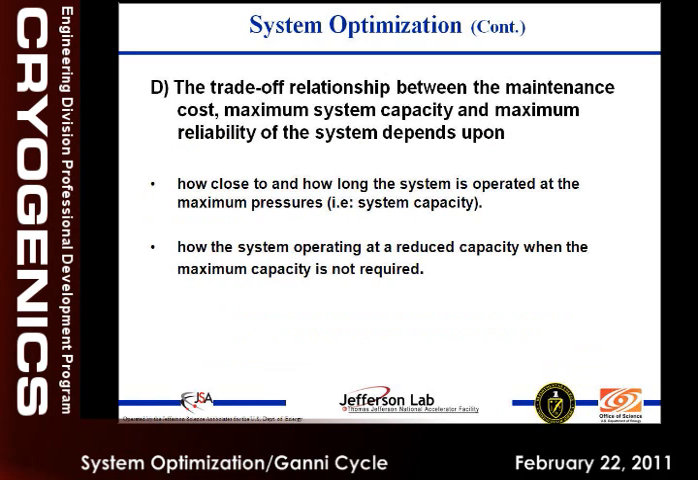Then the trade-off between maintenance cost, maximum system capacity, and maximum reliability. We have the system, and if we keep pushing it, like at CHL, when we started the 2K system in 94, we were running as we were told by the manufacturer, at 20 atmospheres, 20.4 or whatever. And our system availability was in the low 70s. We used to get calls from MCC all the time saying cryo is down. We were running at 20 because that's what the manufacturer told us, that's all we knew, and we were following the guidelines provided to us.